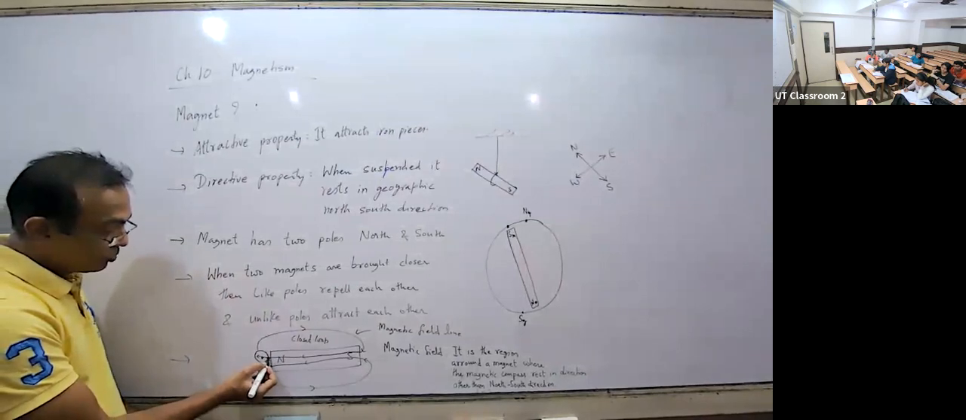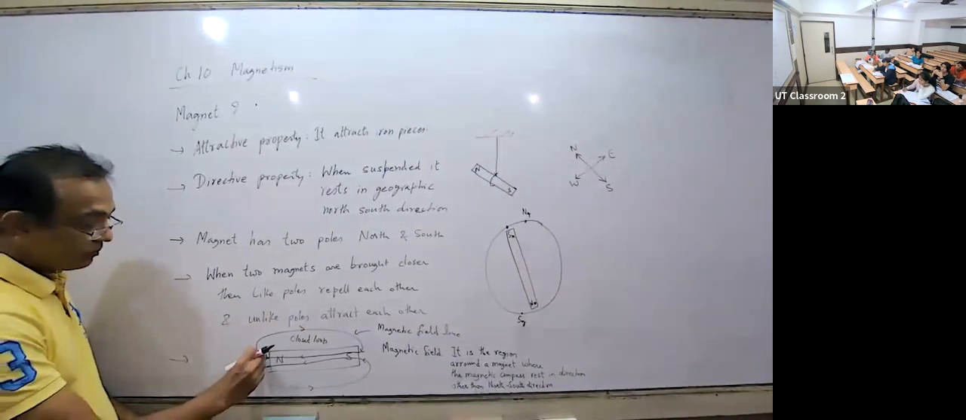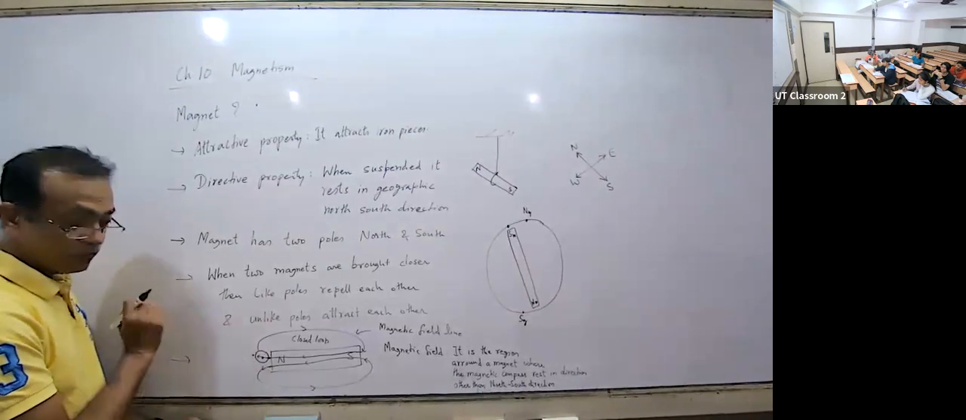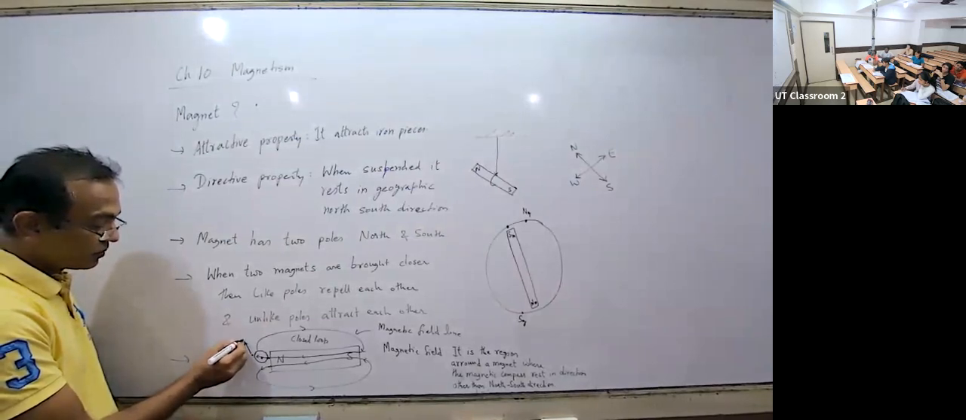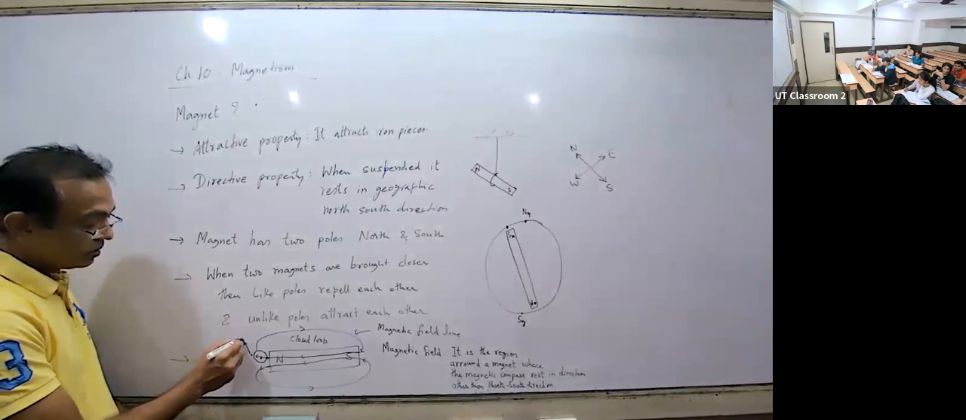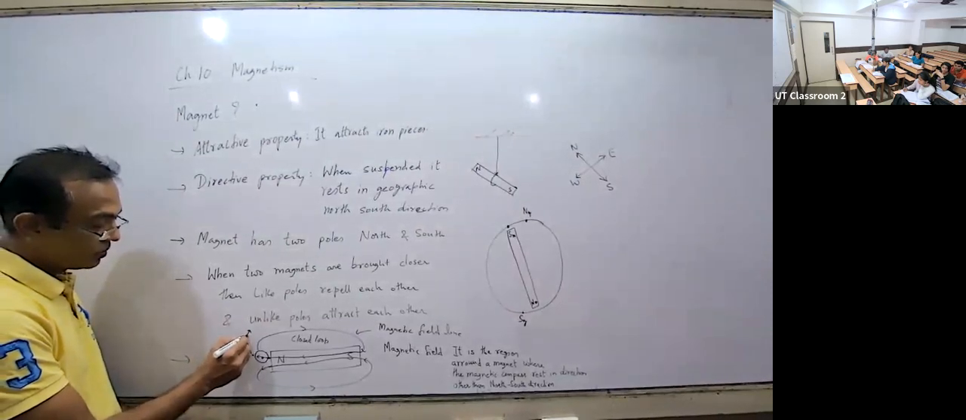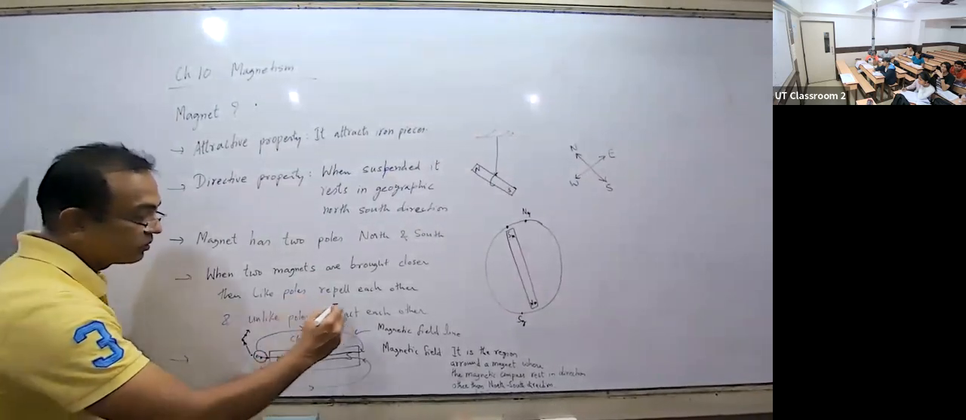Then we mark these 2 points, this and this. Now what we did, we kept the magnetic compass at this point. Then wherever it was showing, we marked those 2 points. Then we kept the magnetic compass over here. Then it showed in this point. And so on and so forth. When we repeat it, when we join the dots, we get a closed curve.